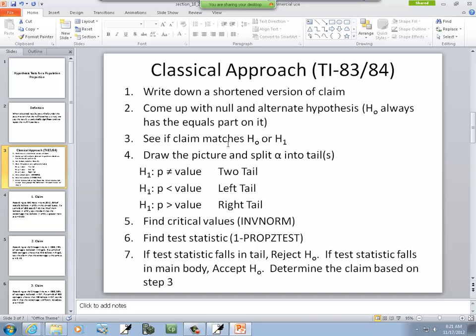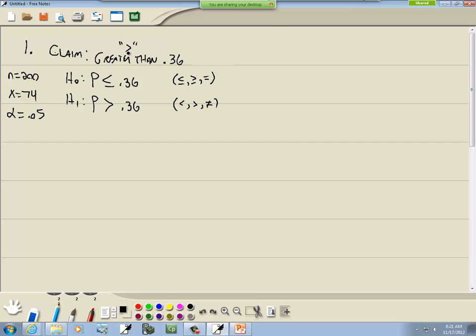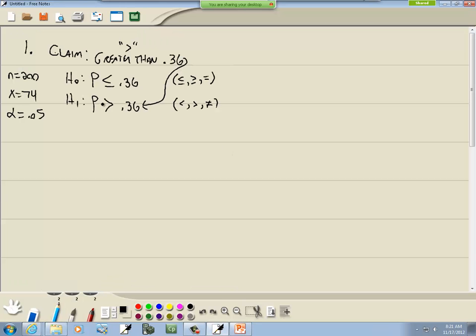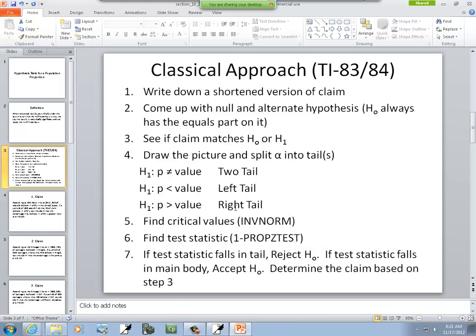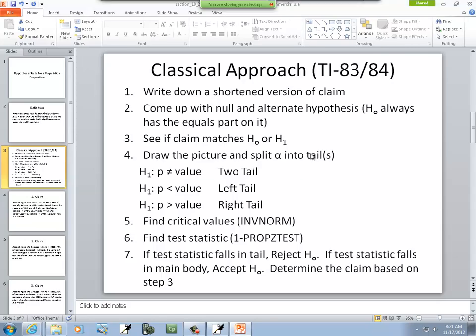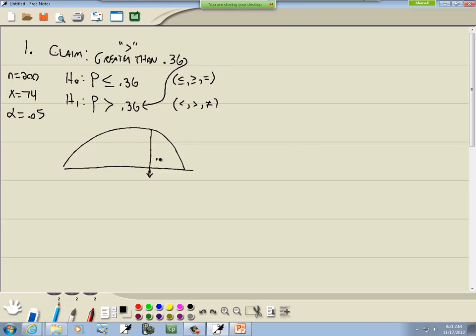Step 3, see if claim matches H naught or H1. Well, this has a greater than symbol on it, and we said the greater than goes here, so it matches H1. Step 4, draw the picture. Greater than on H1 says the right tail. It says split alpha into the tails. Well, alpha is 5%. So we'll put the entire 5% here because we only got one tail. And if that's 5%, then this has to be 95% because it all adds up to 100%.